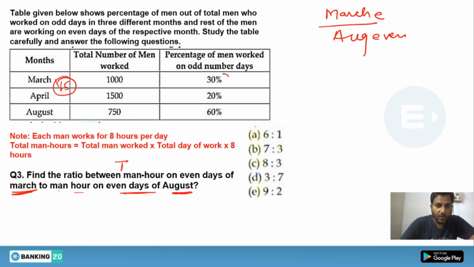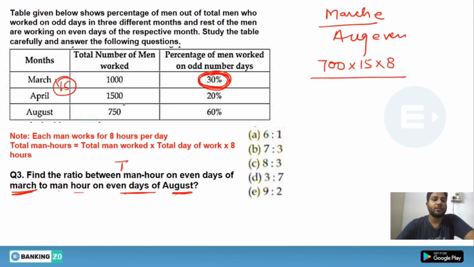So first of all, you should know that 30% belongs to odd number of days, that means 70%, which would be equal to 700 persons, or you can say workers, belongs to even number of days, and those even number of days will be 15, and each worker works for 8 hours a day. All right, so we have found out this data.